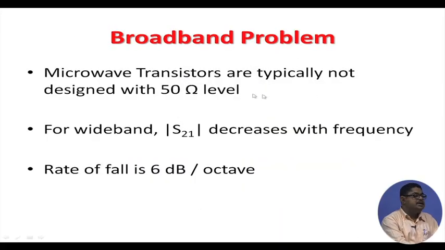Now, the broadband problem is, you see that microwave transistors are typically not designed at 50 ohm level, but source and loads, these two sides, typically are 50 ohm, that is an electronic industry standard. Generally at lower frequency that was 100 ohm, but nowadays the industry standard is 50 ohm. So, ultimately any amplifier should be designed for 50 ohm, but unfortunately if we look at the S21 parameter of the device itself, that has a frequency response which decreases with frequency. Typically it is a fall off of 6 dB per octave. So, as we go higher and higher in frequency, S21 decreases. So, that problem we will have to tackle when we attempt a broadband amplifier design.